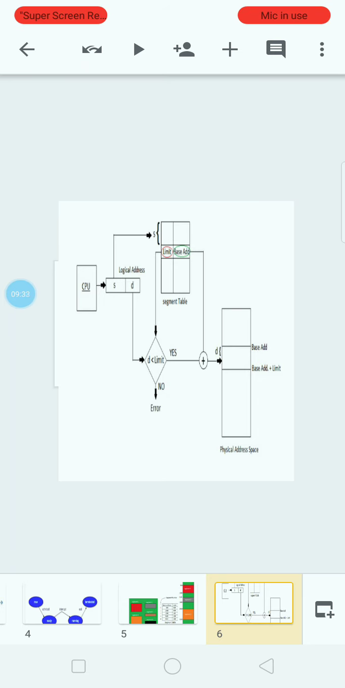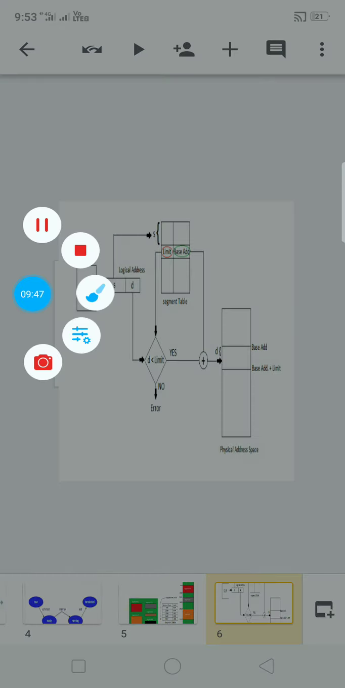Now, disadvantages of segmentation. As processes are loaded into and removed from the memory, the free memory space is broken into little pieces, causing external fragmentation.